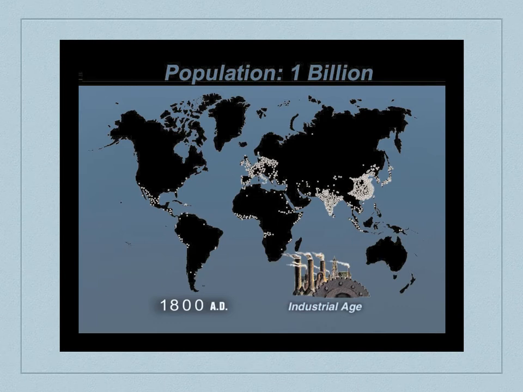That was a humongous jump. We just jumped to 1800 AD. Industrial age starts. We start building machines. We start burning coal. We start burning oil. We start making things that make our lives easier and better.